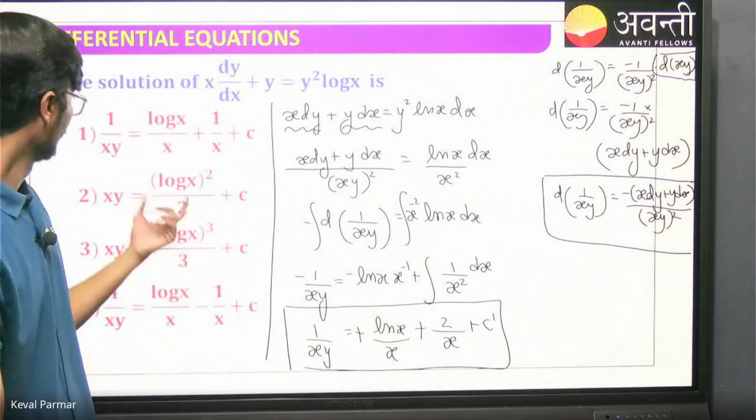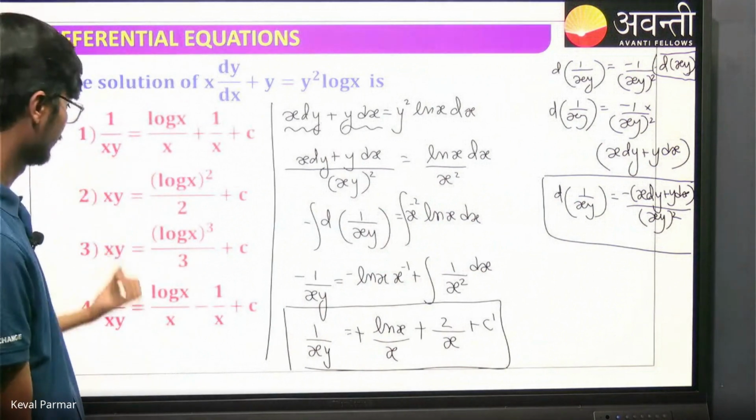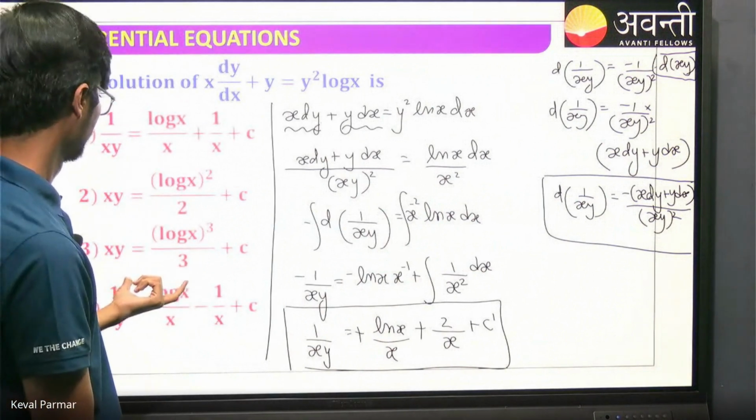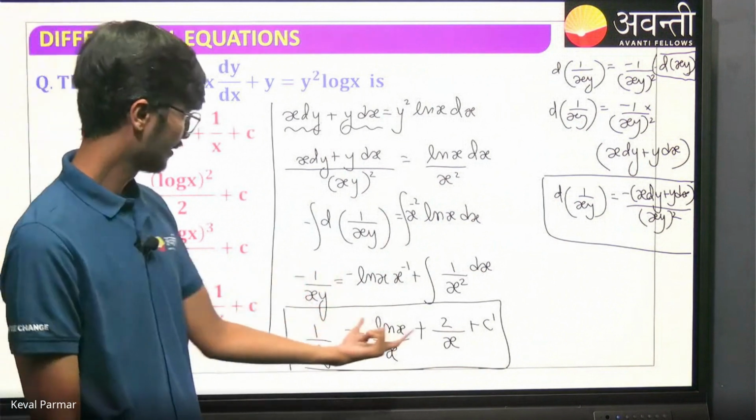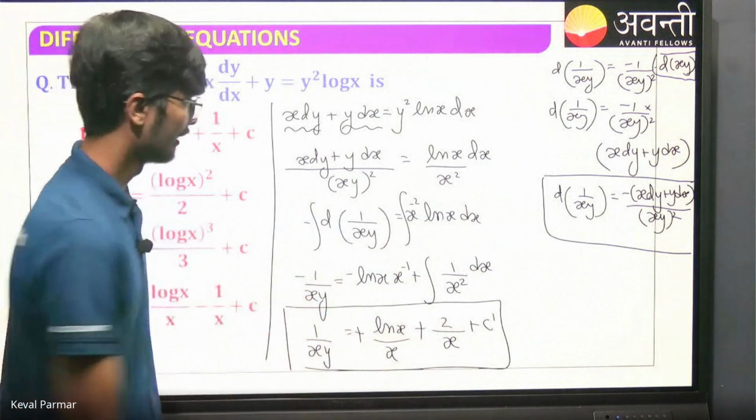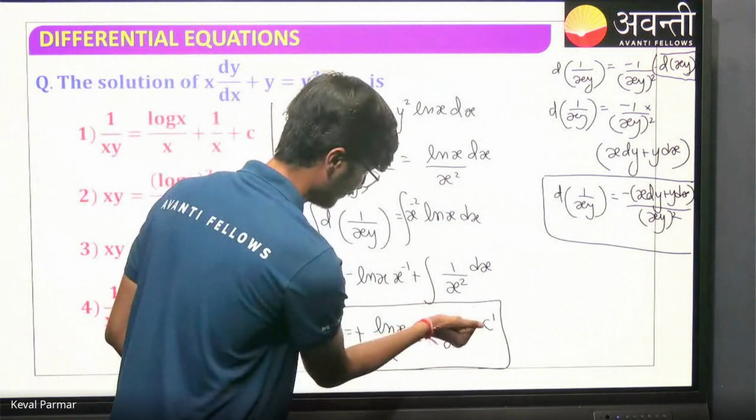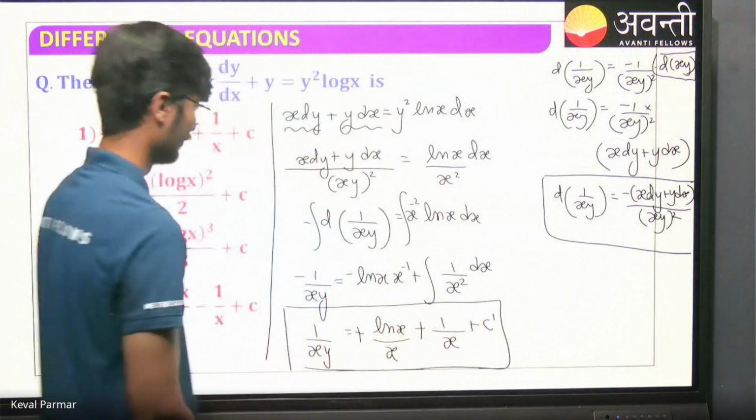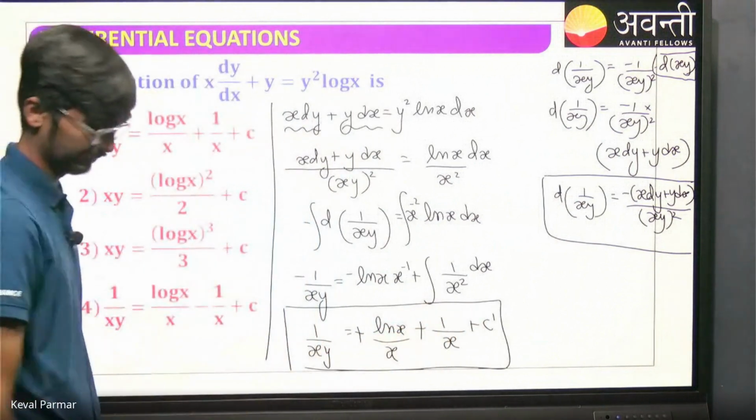Correct? So which is my option? I think it is option. Oh, we made a mistake here. Won't 2 come? Yes, sorry. How will 2 come? It will be 1. So basically it is option A.